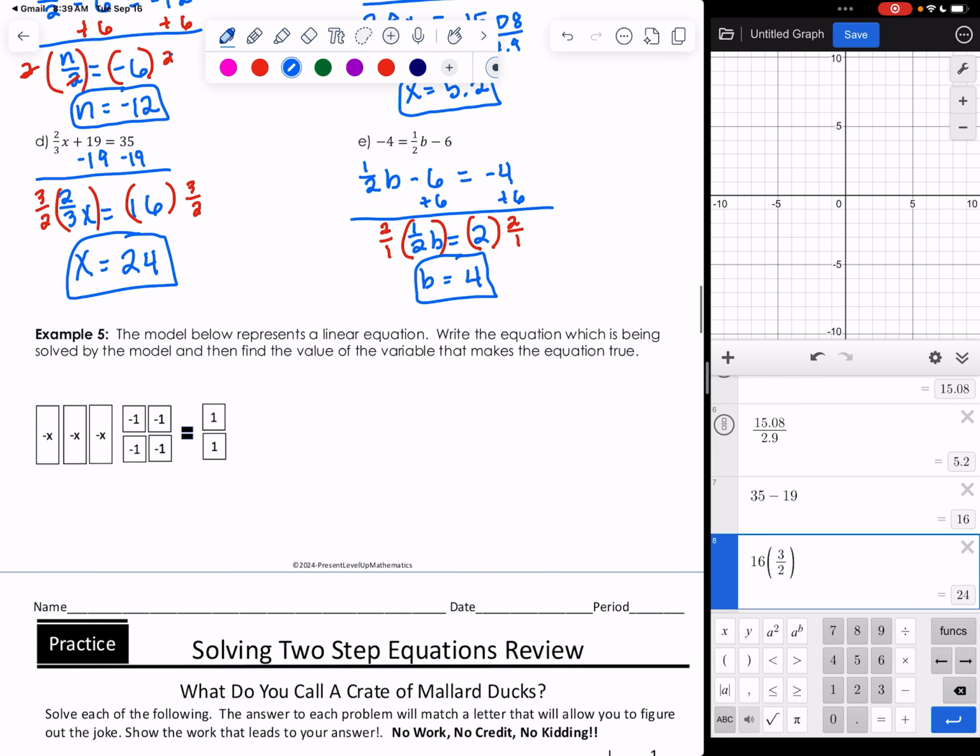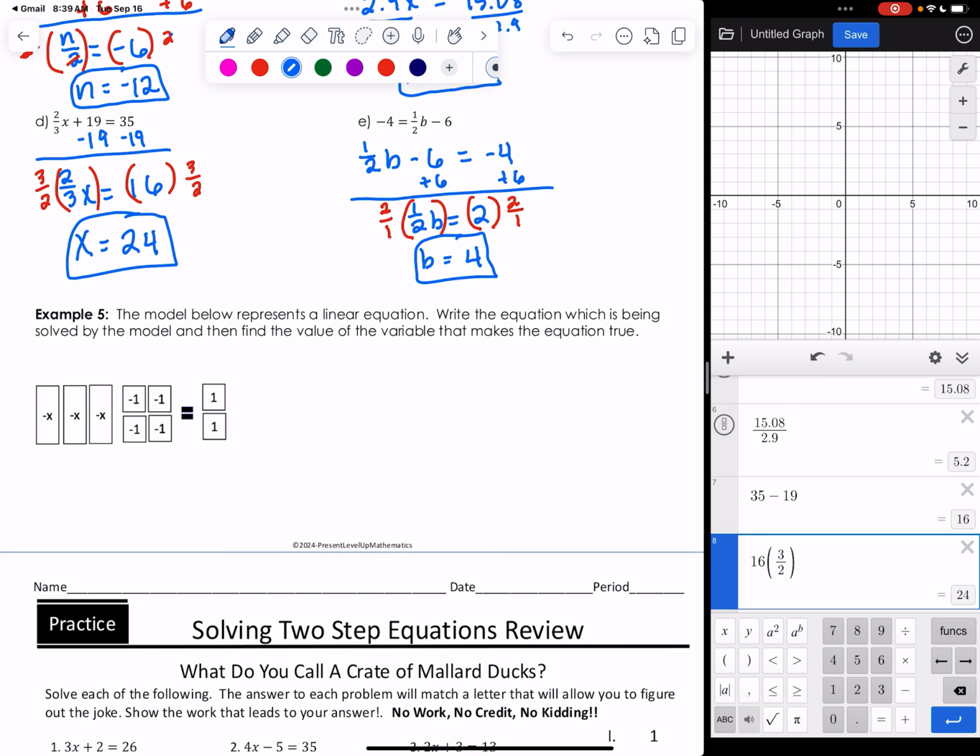So first of all, I want you to know that you have -x plus -x plus -x. And if you add that together, you have -3 x's. Okay. Then you have -1, -1, -1, -1. So if you add that together, you get -4. And all of that is equal to +2.